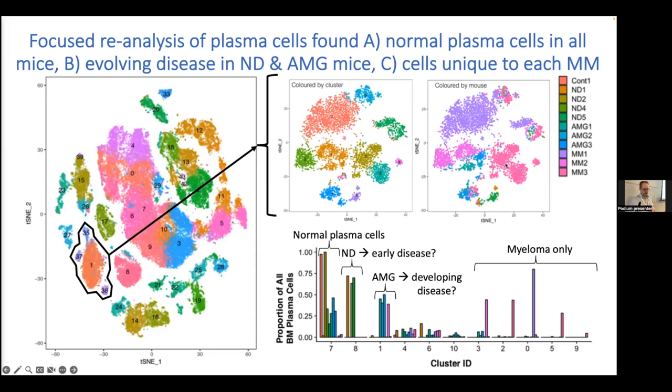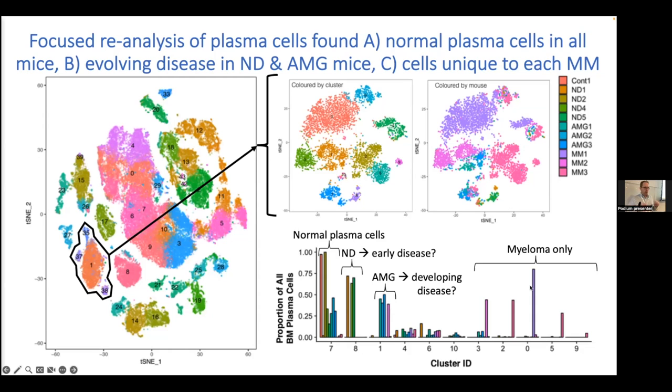And if you sort all of these clusters by time point, you can see that normal plasma cell clusters are shared basically by everybody. So even when you have late myeloma, you still have a few normal plasma cells. There's these curious clusters, not the original B cells, but they're not cancer B cells. They're only found in the no disease mice, so we tag these as early disease. There's this AMG cluster. These are still B cells, but only in the AMG time point.